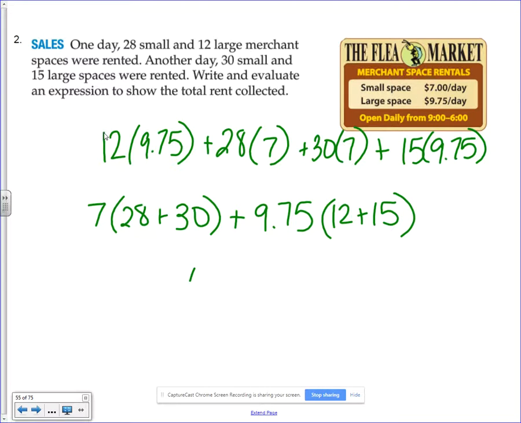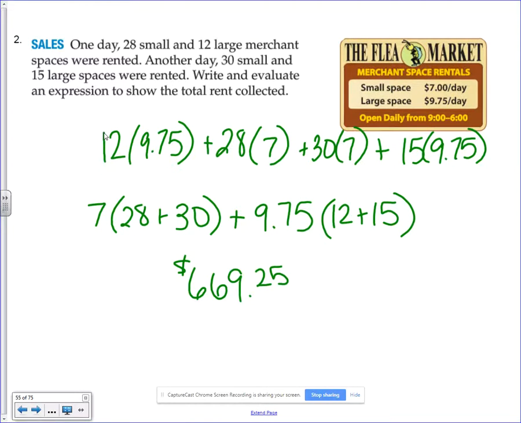669 and 25 cents. Can I get a second on that? Yes? We're good? Okay. Well done, folks. Are we ready to go to the back?